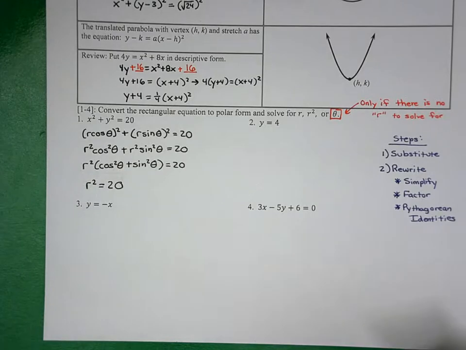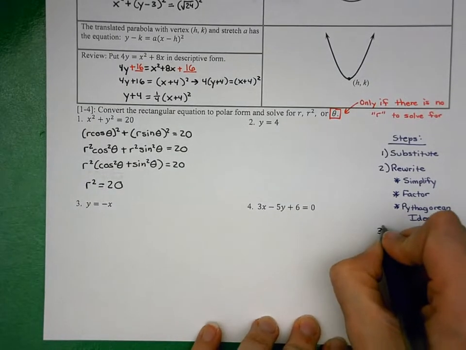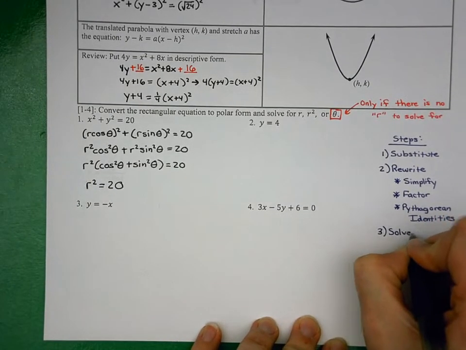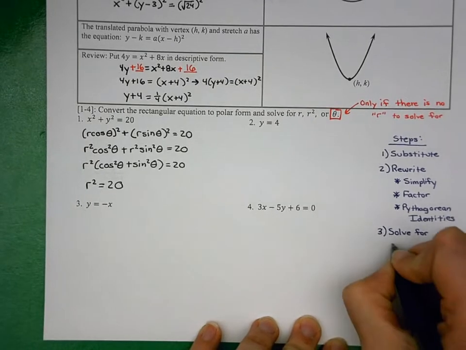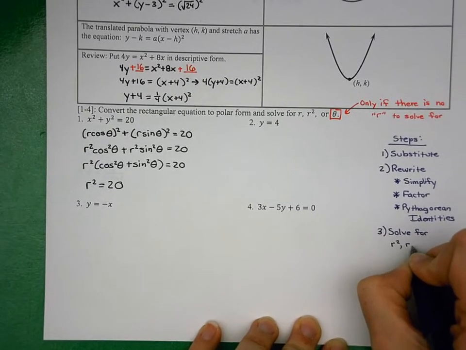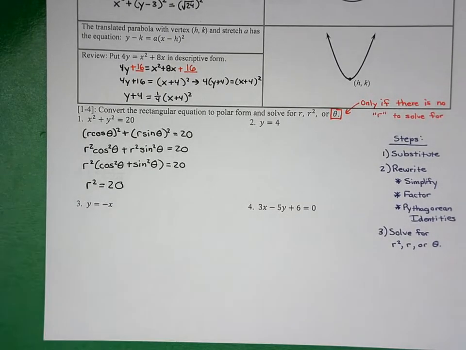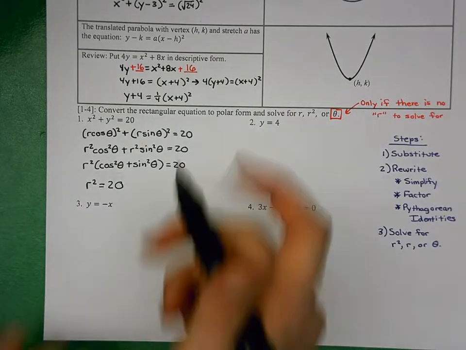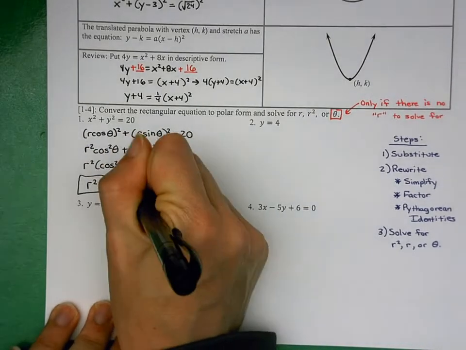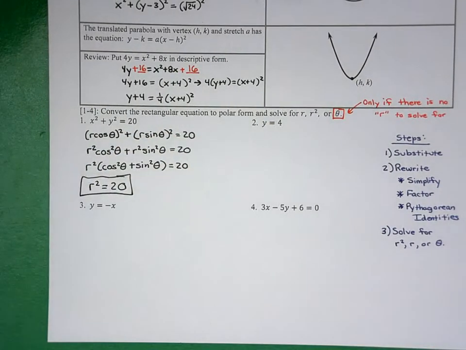Which brings us to our final step, which is you are going to solve for r squared, r, or theta, whichever one is most appropriate. In this case, r squared equals 20. We've already got r squared, so we're going to leave it there. But say this was 4r squared equals 20, well, we'd divide the 4 over to the other side, something like that. If it were r squared plus 2 equals 20, we'd subtract the 2 over. Okay?